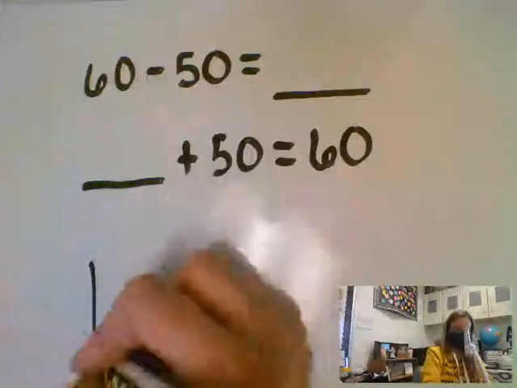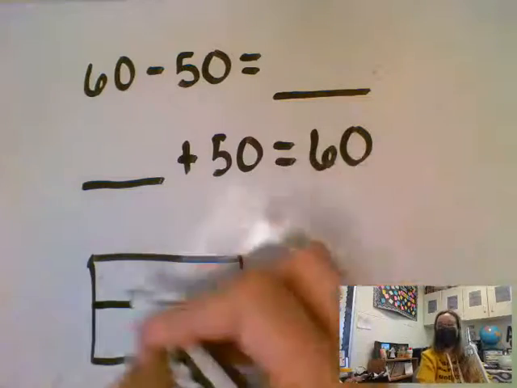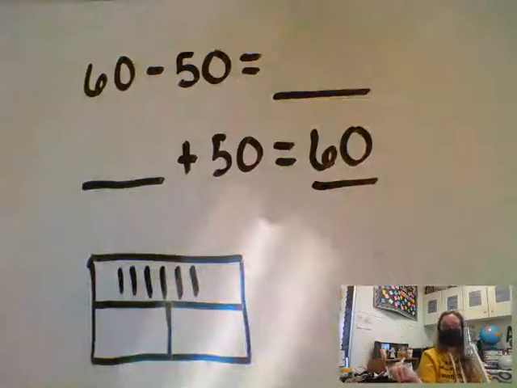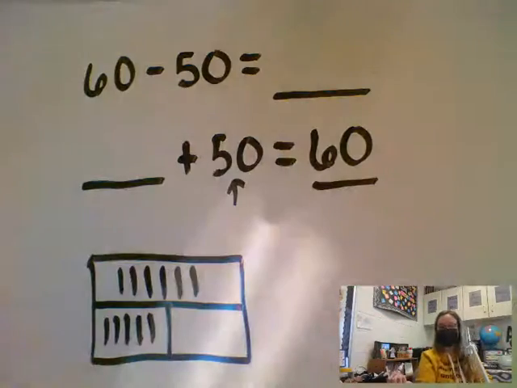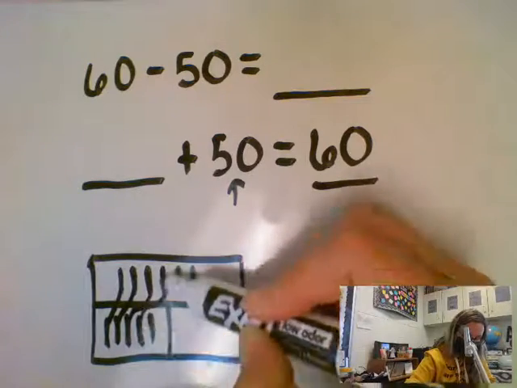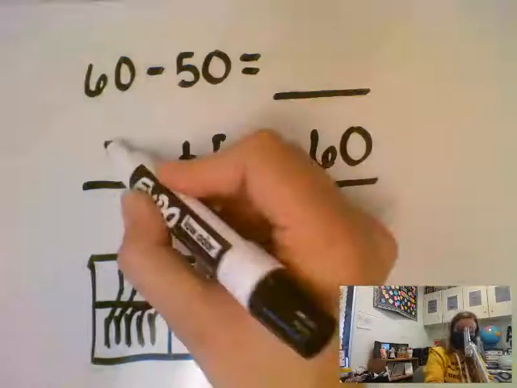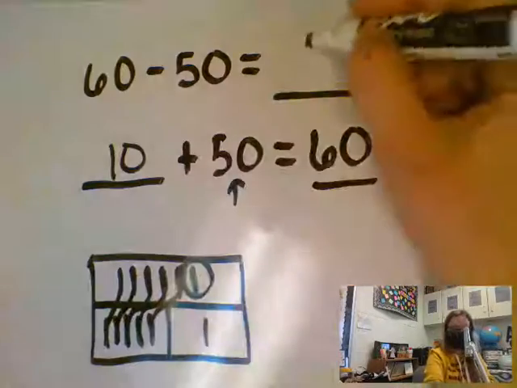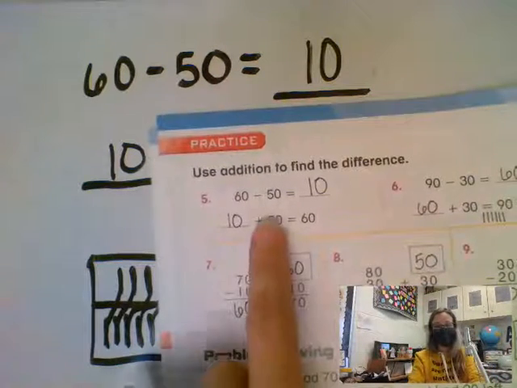So if I draw out my part whole box here, I know that my whole or my total is 60: 10, 20, 30, 40, 50, 60. And I know that one of my parts is 50: 10, 20, 30, 40, 50. So if I compare my parts to my whole, that leaves me with 1 ten, or 10. So if 10 plus 50 equals 60, then 60 minus 50 has to equal 10. And you can go ahead and write that one in at the top of your page.